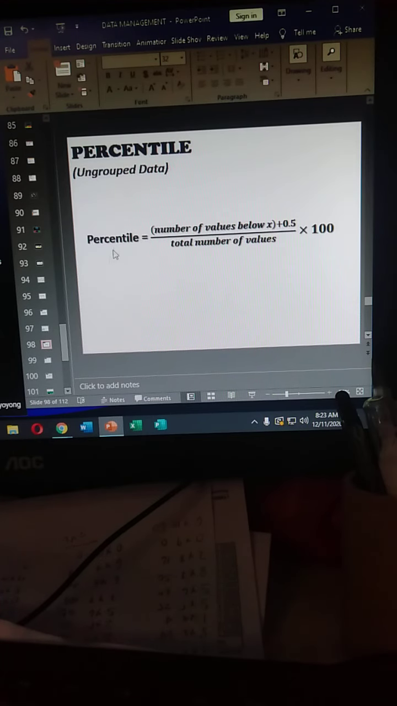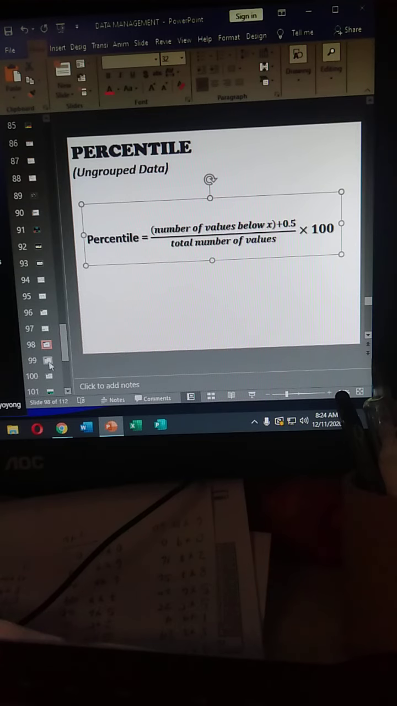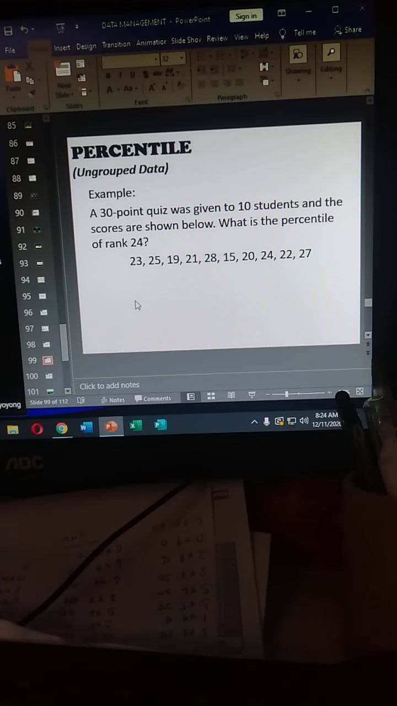Okay. Sige. Ito naman, gamitin naman natin tong formula na to sa next question. A 30-point quiz was given to 10 students and the scores are shown below. What is the percentile rank of 24?